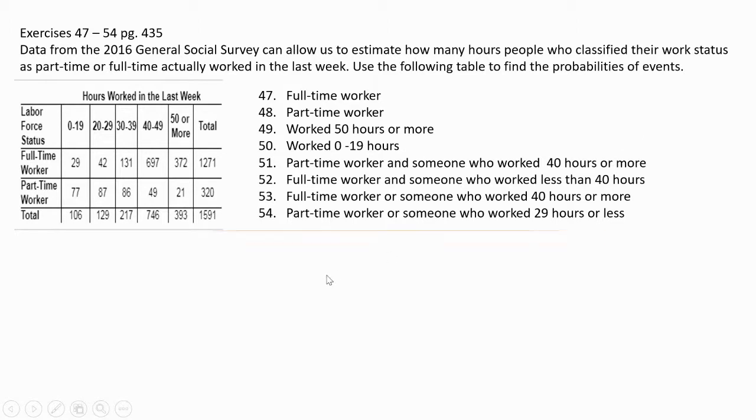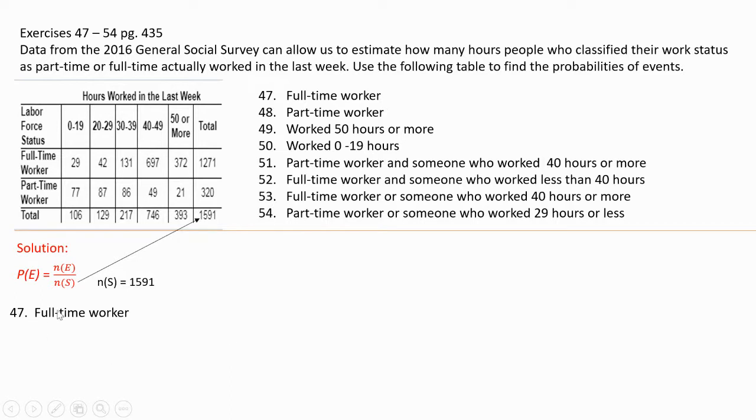Okay. So for 47, the probability of the event will be the number in the event over the sample space. If you notice, guys, this is my sample space, that's my total. And that's going to be my sample space for all of these problems here, because you're looking for the probability.